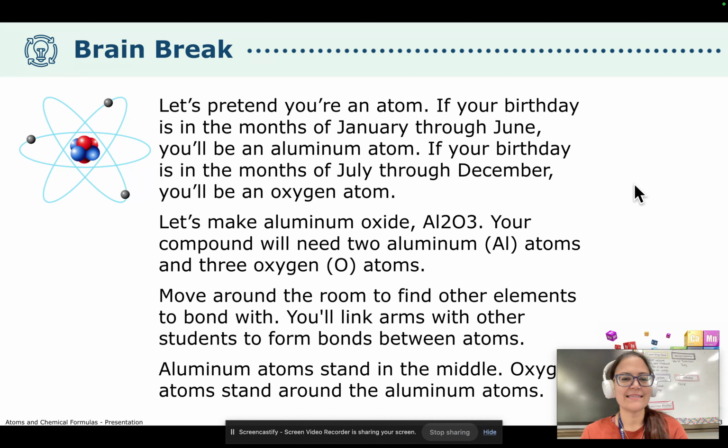So let's pretend you're an atom. If your birthday is in the months of January through June, you'll be an aluminum atom. If your birthday is in the months of July through December, you'll be an oxygen atom. This is something you would need to do in person. My birthday's in March, so I would be an aluminum atom. And let's make an aluminum oxide, Al2O3. Your compound will need 2 aluminum atoms and 3 oxygen atoms. So you would need to find 2 people who had birthdays in the first half of the year and 3 people that had birthdays in the second half of the year to come together and make a molecule. So I would be an aluminum. I would need 1 other aluminum and find 3 people who were oxygens.